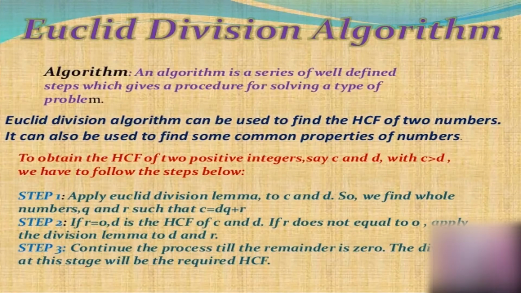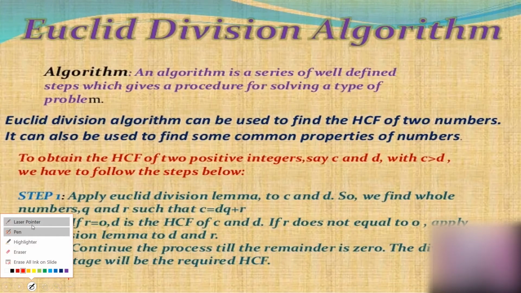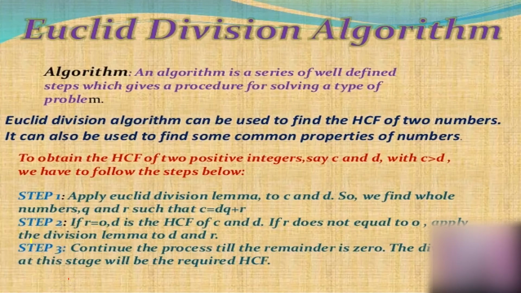Very first, before going to the algorithm, we should know the meaning of algorithm actually. What is the meaning of algorithm? Algorithm is a series of well-defined steps which gives a procedure for solving different kinds of problems. You must have learned this in your computers also. In an algorithm, we have to follow a few particular steps until the condition is satisfied.